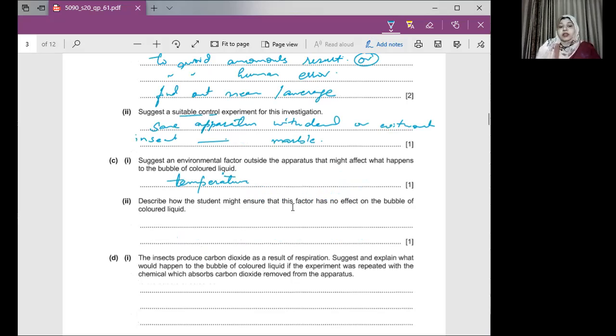Describe how the student might ensure that this factor has no effect on the bubble of a colored liquid. It means how we can control this temperature. We have two ways. Either we can go for a water bath. It means place this test tube that is carrying insect in a water bath. Or secondly, the student has to perform this experiment in a controlled environment.